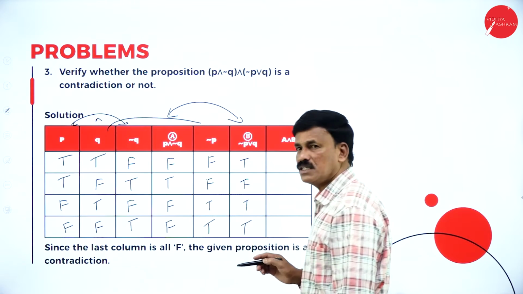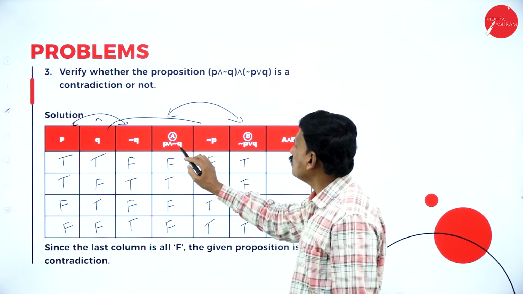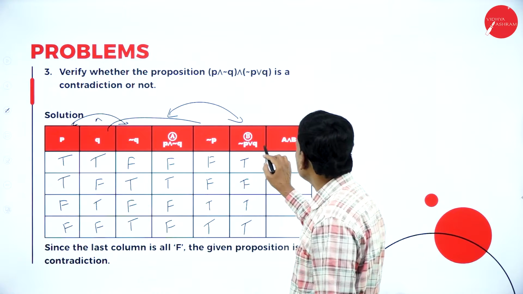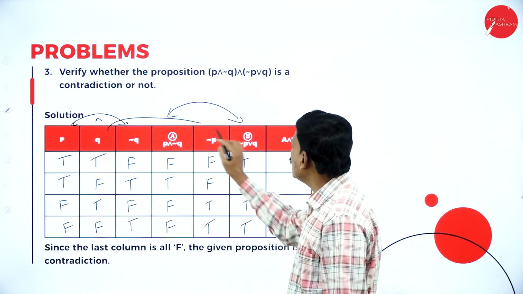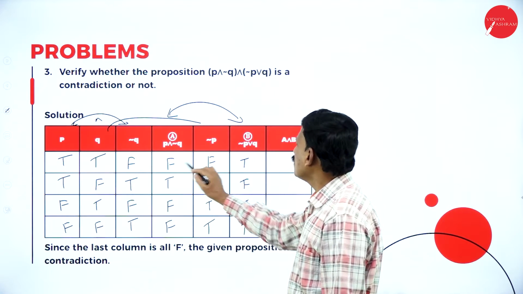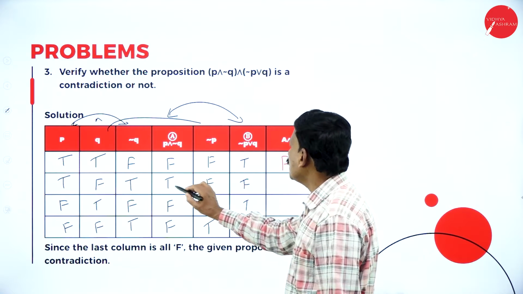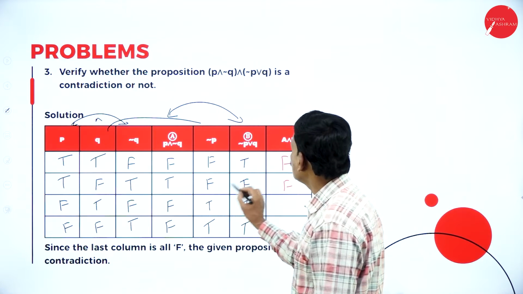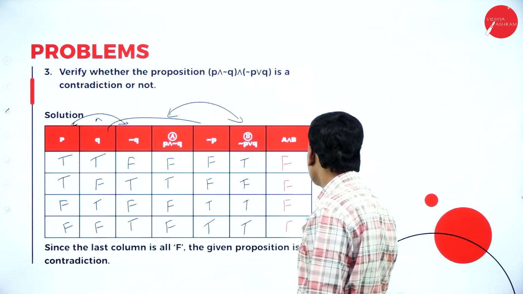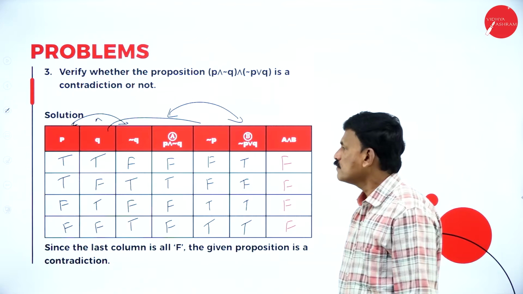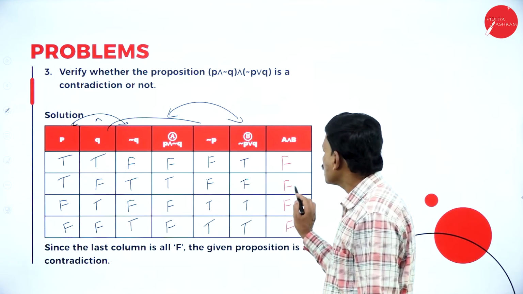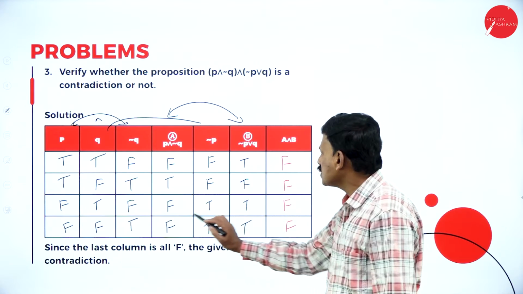The conjunction for A and B, that is P conjunction negation Q and negation P disjunction Q, the conjunction for these two. What is conjunction? True and true is true, in all other cases it is false. So, false and true is false, true and false is false, true and false is false, false and true is false, again false and true is also false. See here, the conjunction between these two: false and true is false, true and false is false, false and true is also false, false and true is false.